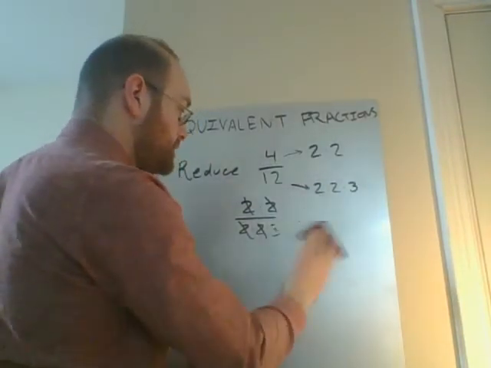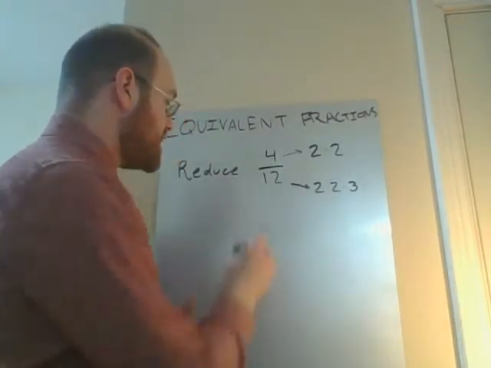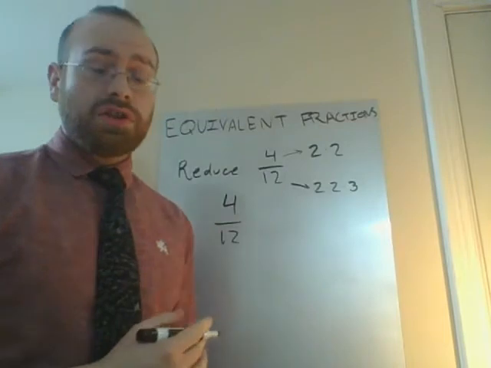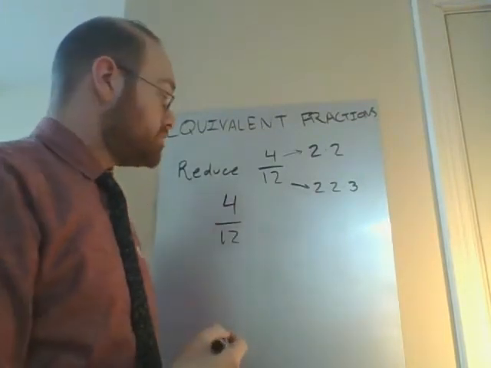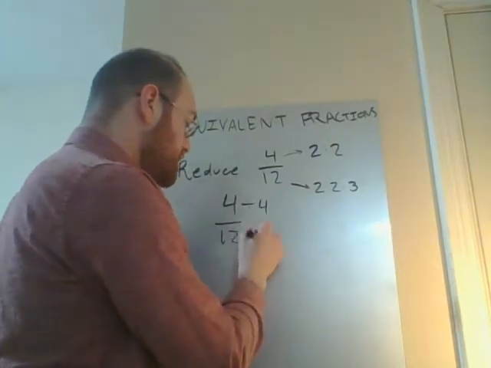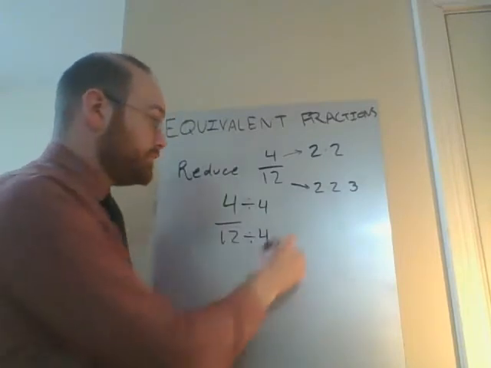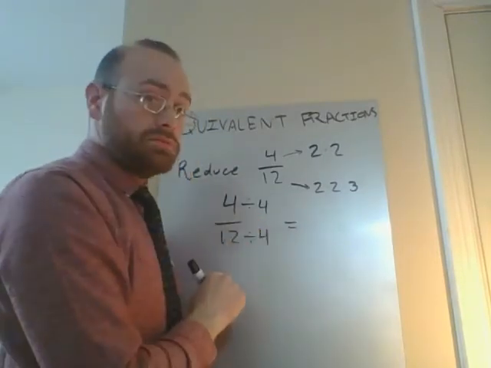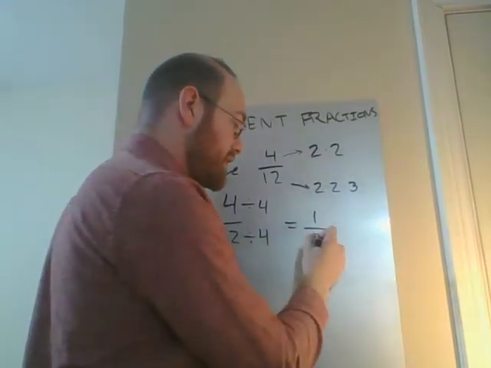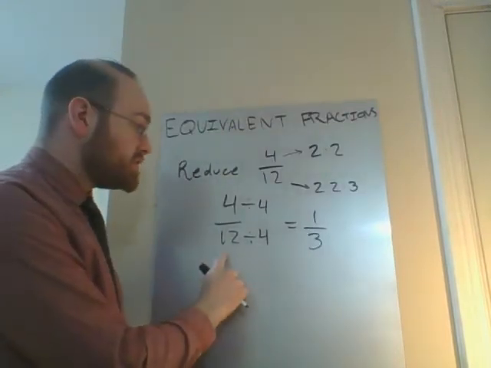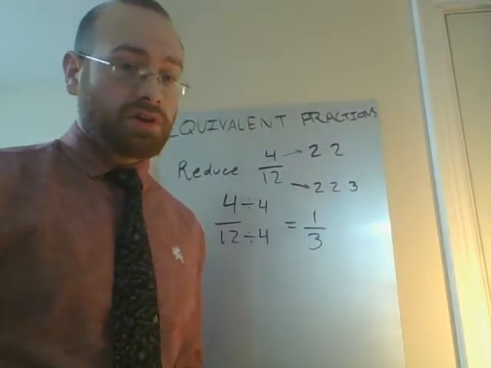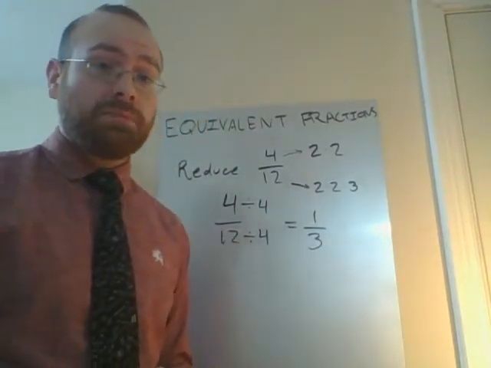But there is another way. So let's take our 4 and our 12. Now, is there a number that we can divide both of them by? Yes, we can divide 4 by 4, and then we can divide 12 also by 4. And what is 4 divided by 4? 1. And then 12 divided by 4 is 3. So we have reduced 4/12 to 1/3 by dividing both the numerator, the part on top, and the denominator, the part on the bottom, by the same number.